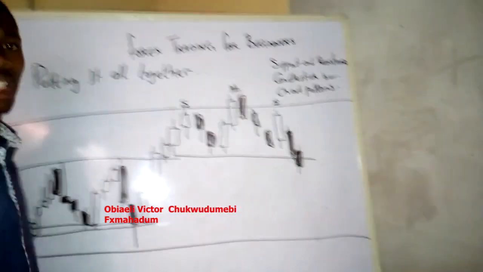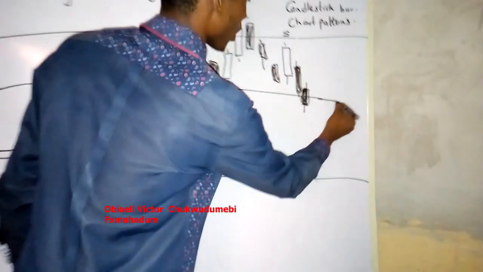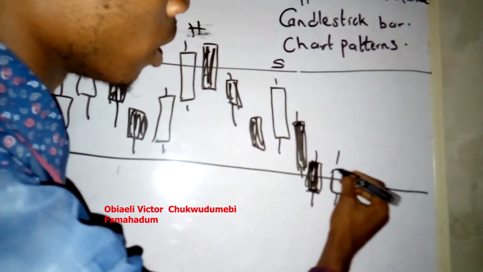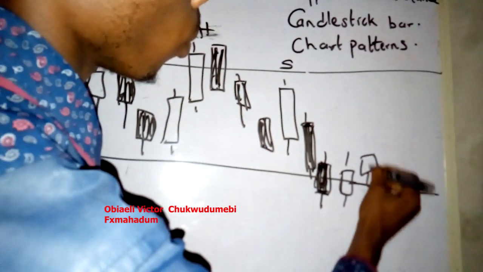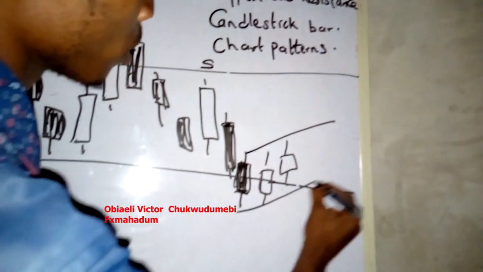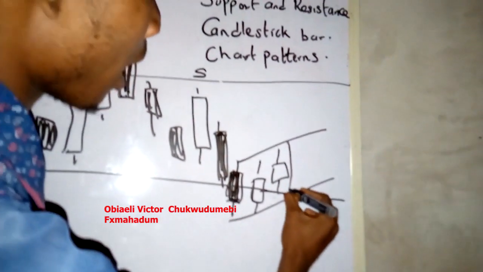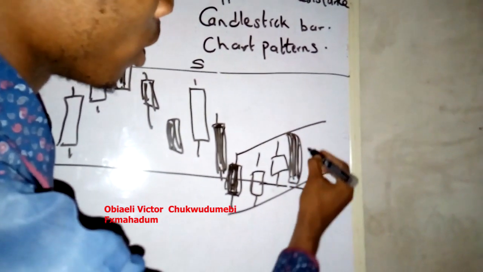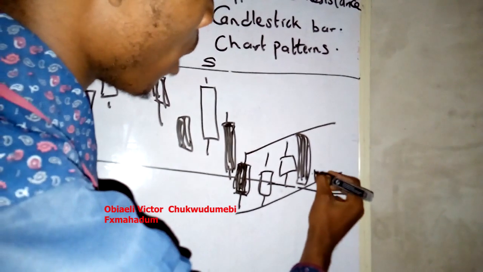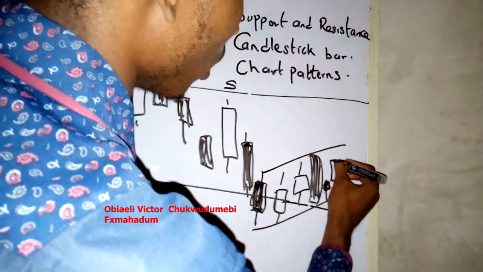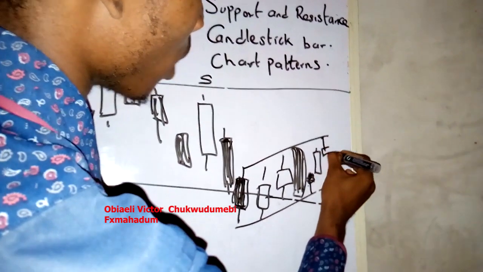Now listen, another thing can happen here. We now have a flag. We might have a flag. A flag is always like this when you apply your trend line. You might have a flag. Now look at it, this is a bullish engulfing bar, and a hammer. Then we have another hammer.